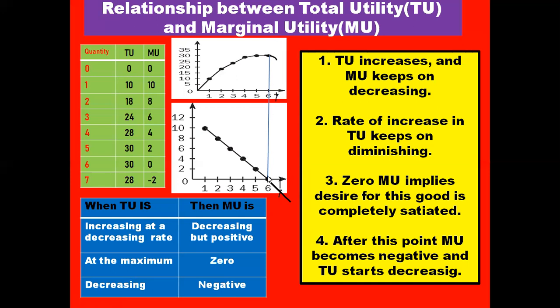I've drawn this straight line. You don't need to draw this straight line in the exam. I've shown you so that you can see the TU maximum and MU 0. This point is very important when you're drawing the diagram.